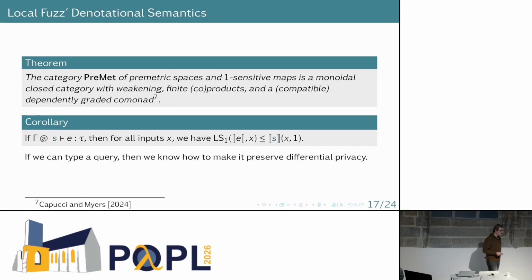Given this semantic interpretation, one of the main semantic results is that if you can type a term E with some annotation S, what you obtain is a bound on the local sensitivity of E at any given point you choose. Here I specialize to the case k equals 1 because it's the most useful one in practice. It is the one already known in the literature and so on. The conclusion you should keep in mind is that if you are able to type a query, then you know how to make it differentially private.